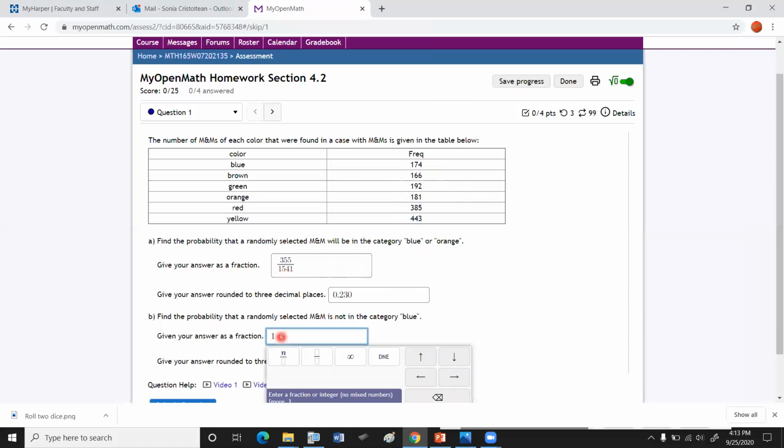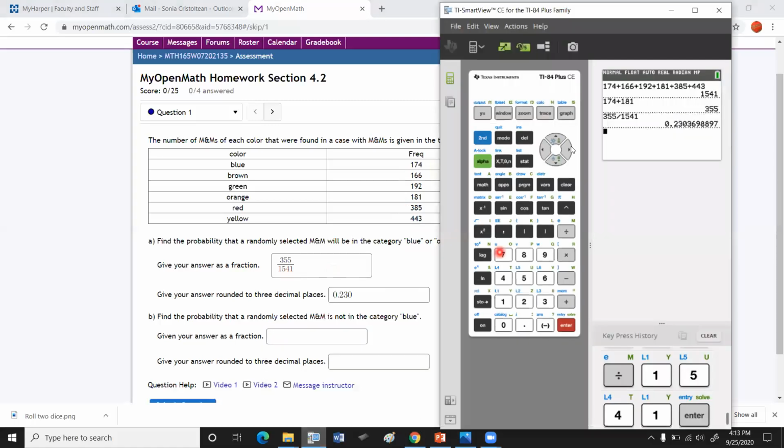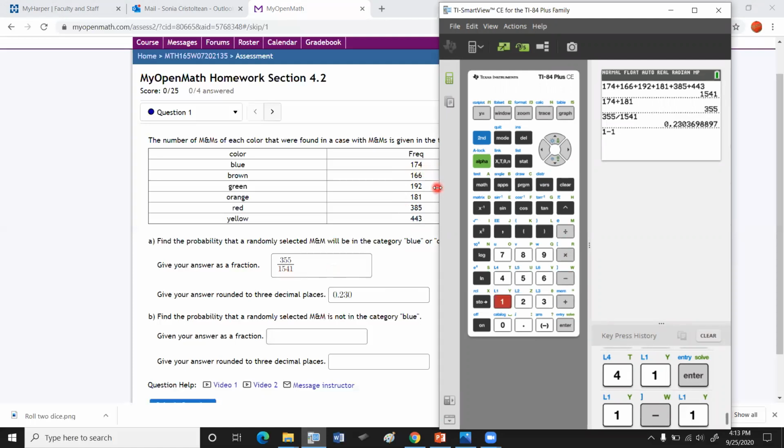So I'll simply do 1 minus, I'll do that on the calculator. Sorry about that. It will be 1 minus the blue one, which is 174, divided by the total number, which is 1541. So right here I have the blue. If I subtract the blue from 1, I'll come up with everything else. That's the rule for the complement. And the answer for that is this.